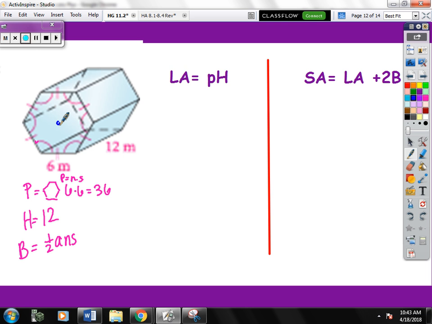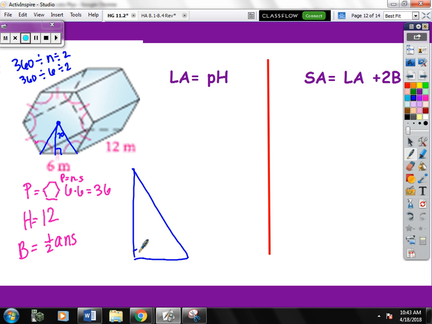Now, we need to find the apothem. Remember, the apothem goes from the center down to the base. So we have to do what we did before where we draw in our triangles. We have to find our angles. So we'll do 360 divided by n divided by 2. So 360 divided by 6, divided by 2 will tell me that these are each 30. I'm actually going to redraw one of them down here so that those of you in the back can see what is going on.